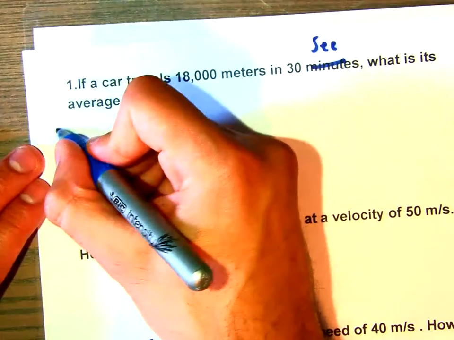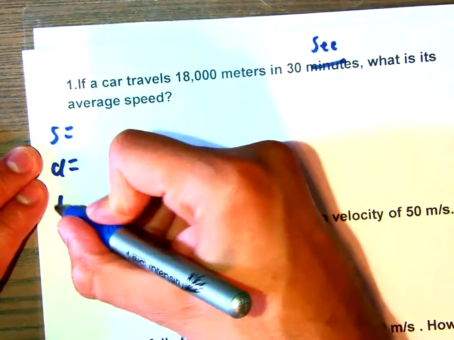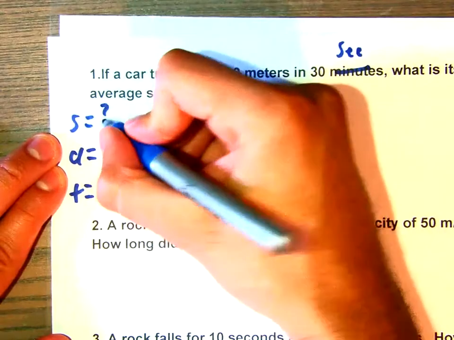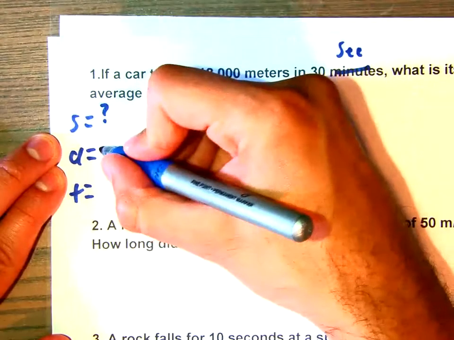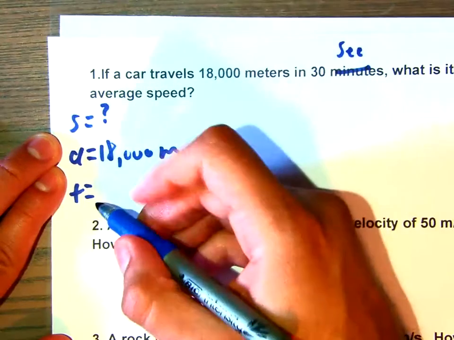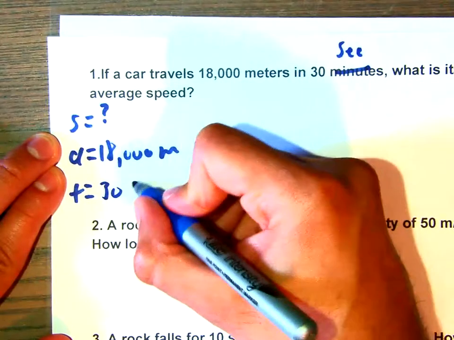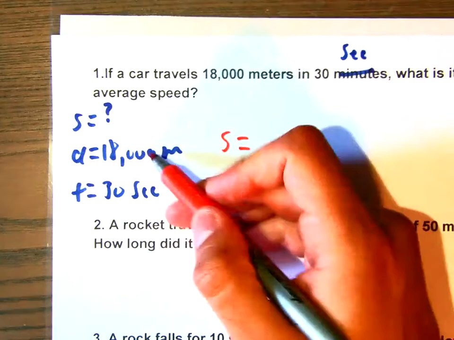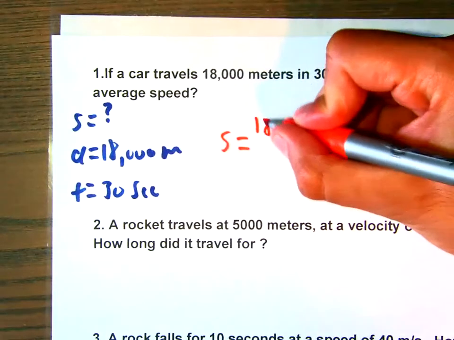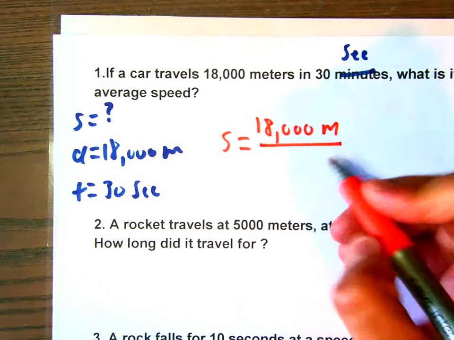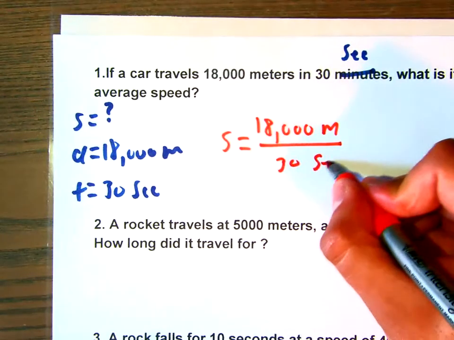So usually we like to list everything. Once you get better, you can skip this step. But speed, that's our question mark. So we put a question mark. My distance is 1,800 meters. My time is 30 seconds. Okay. All right. So we plug that into my equation. Speed equals distance, which is 1800 meters divided by 30 seconds.